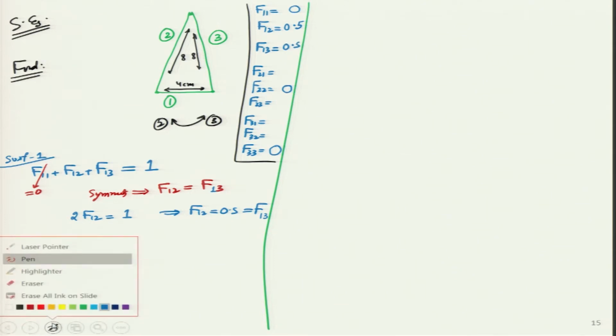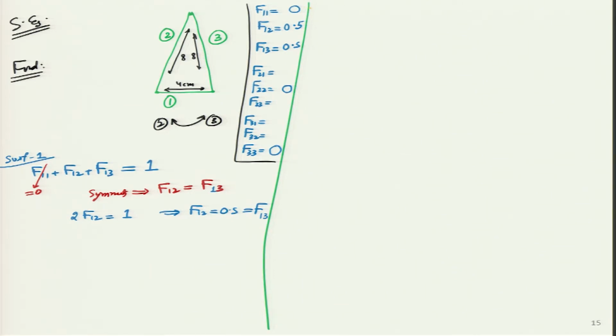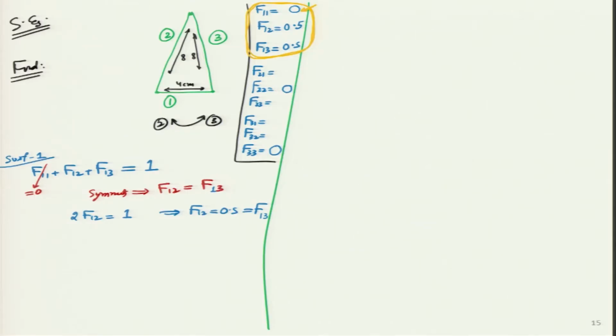Let me take orange color and highlight one point which I think students will benefit from. I have made an orange enclosure over here. Let us pause very quickly and try to understand what these 3 values tell us. The first value tells me f11 is 0. That is okay, because surface 1 is a flat surface, so nothing is coming back and hitting it directly. That makes sense. f12 is half and f13 is half.